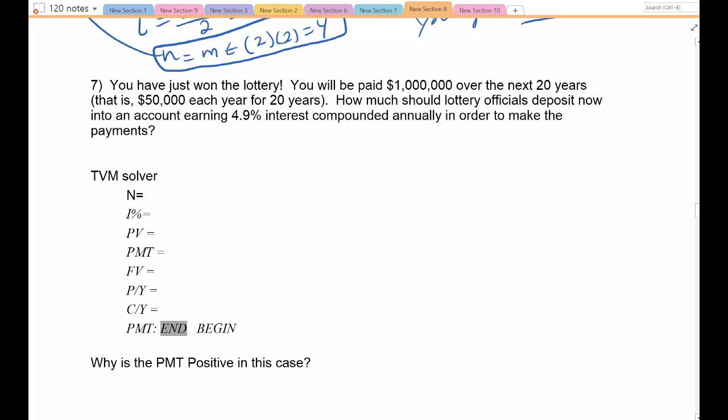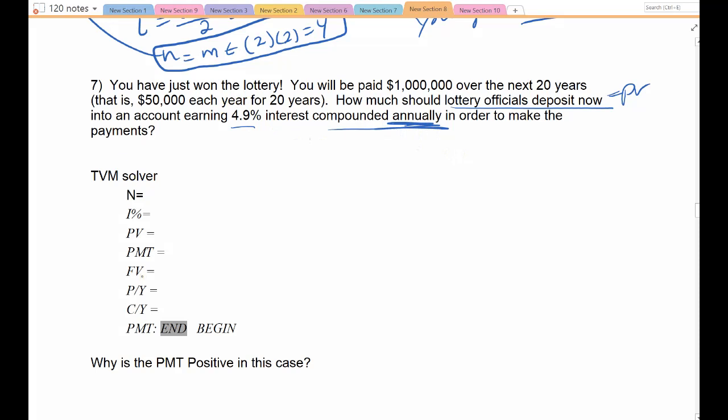And then some of the stuff that they'll get is coming from the bank, from the account they're using to set up your annuity in. All right, so we want to figure out, well, how much is that amount? How much should the lottery officials deposit now? That would be your present value, in an account earning 4.9% compounded annually, because again, you're getting a yearly payout, so you've got to set it up annually in order to make the payments.